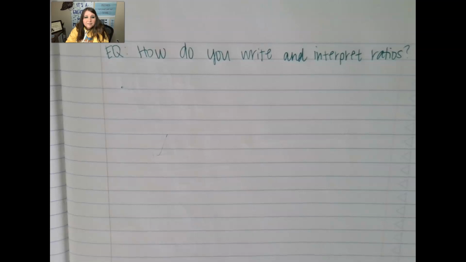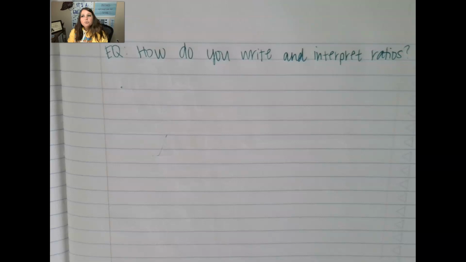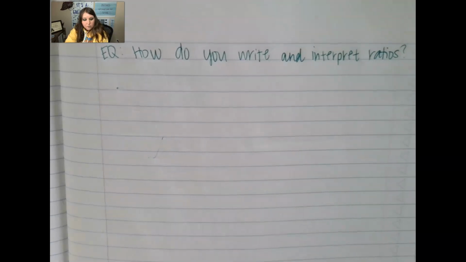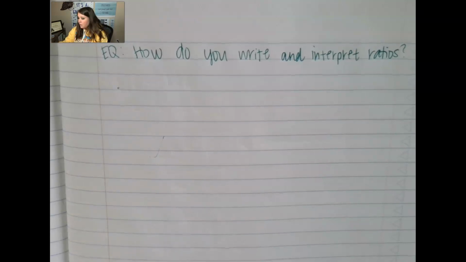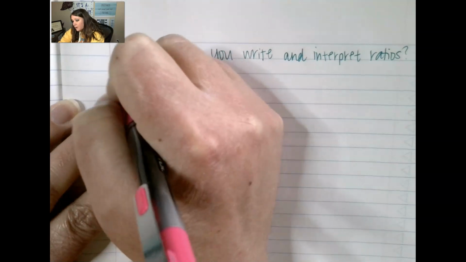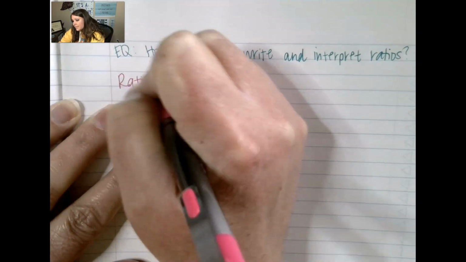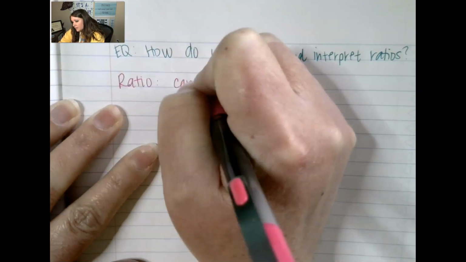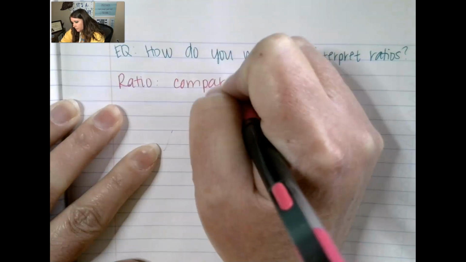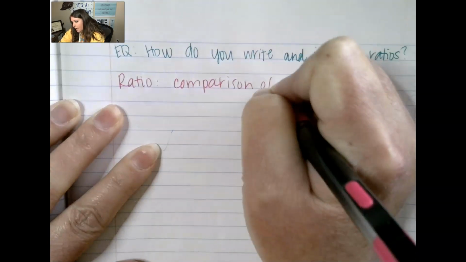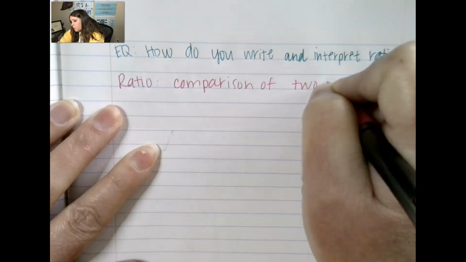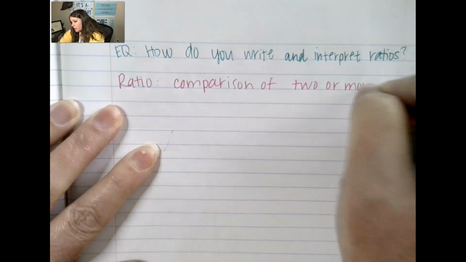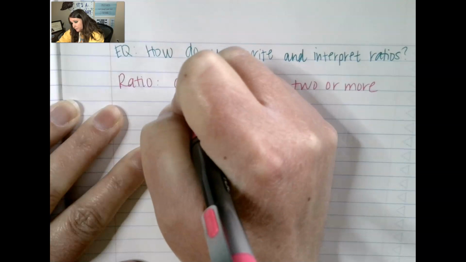Hi everyone. Today we will be looking at how to write and interpret ratios. So if you remember back as a 6th grader, the word ratio is a comparison of two or more things.